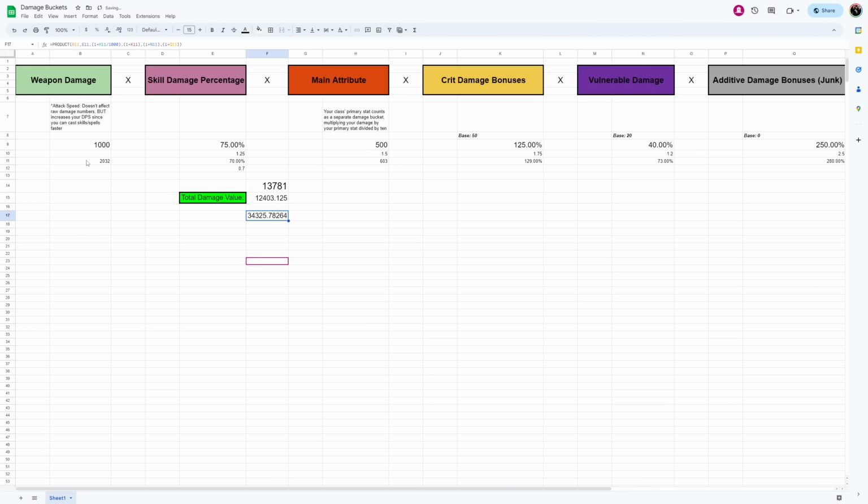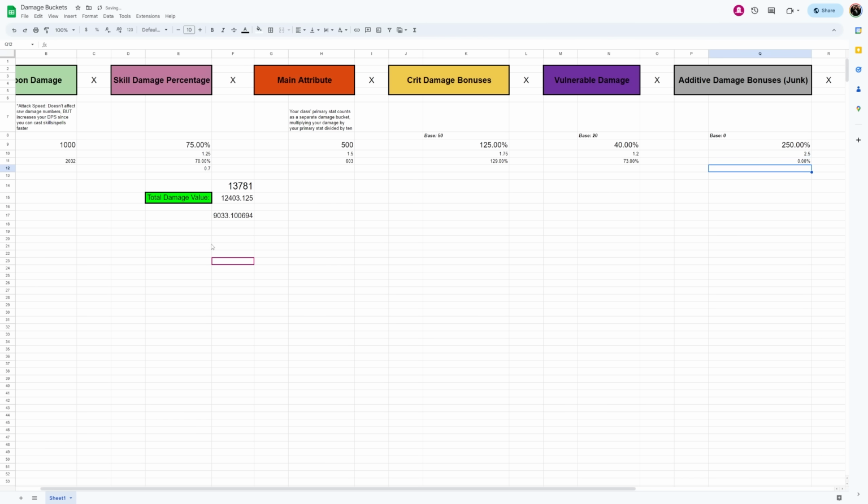So all this damage value added up together is 34,000. Of course, like I said, there's too much contextual jargon for additive damage bonuses. So let's just put that at 0. So I do about 9,000 damage with my corpse explosion if it crits and if it hits a vulnerable target. Again, important, right? It's got to do those things for it to get the damage.